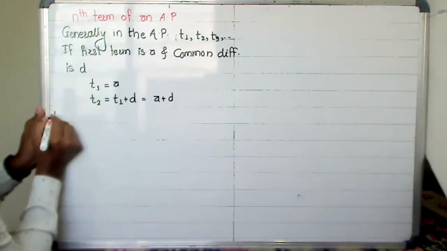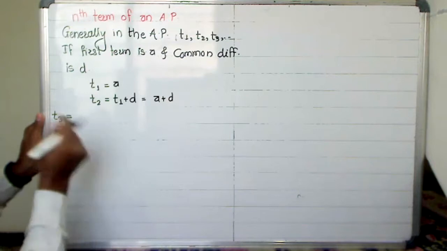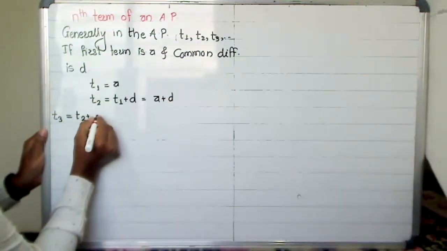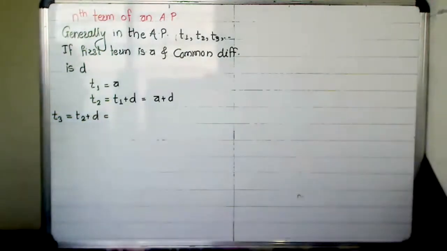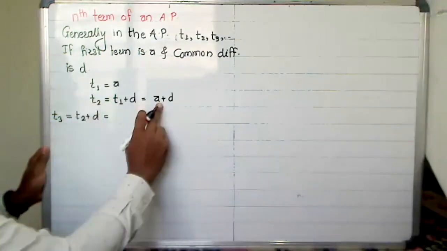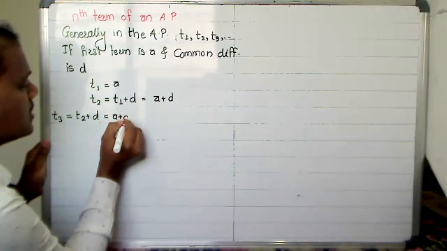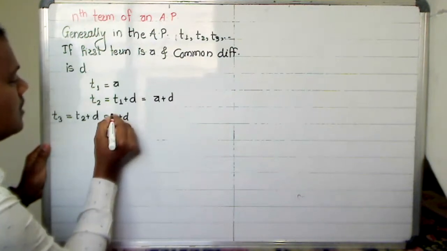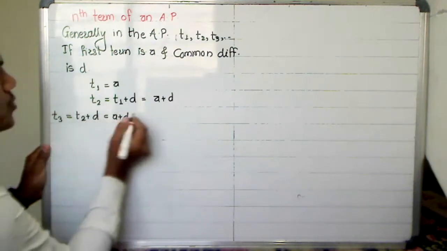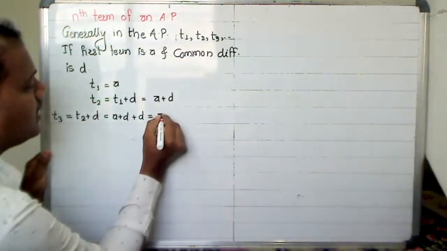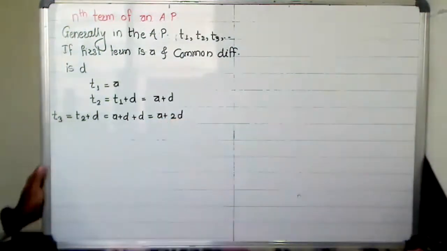Now I'll write T3 here. So T3 is T2 plus D. So the value of T2 is A plus D. So A plus D, this is the value of T2, again plus D. So together I can write A plus 2D.